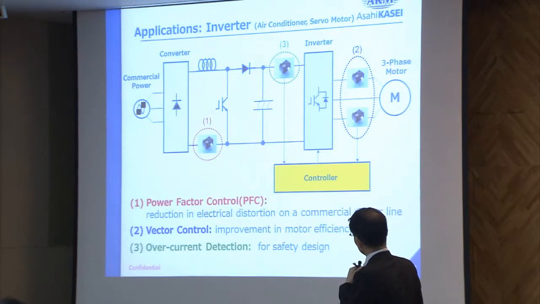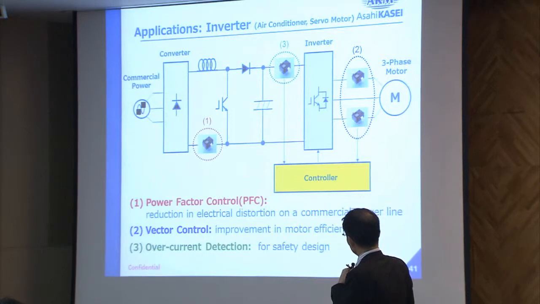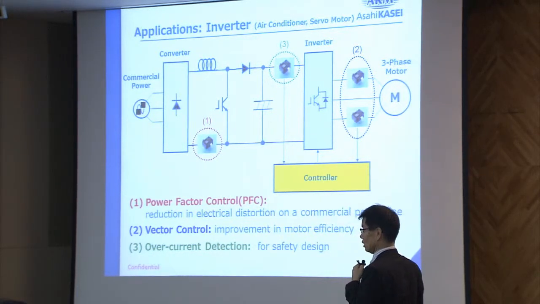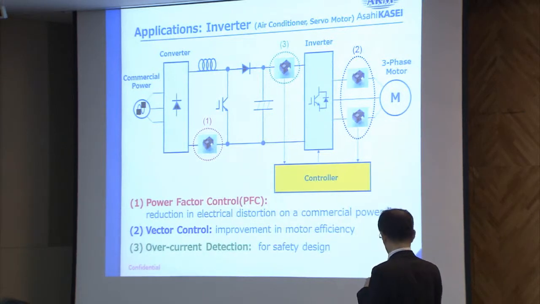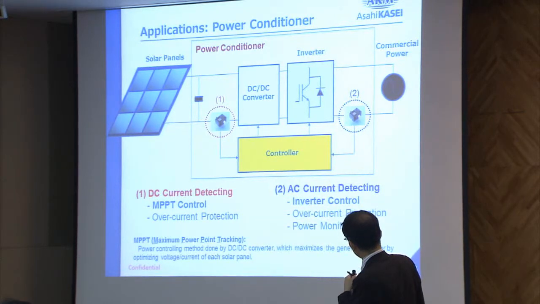So this is the application of our current sensor. This is the inverter case, with power factor control here, vector control here, and overcurrent detection here. Our current sensor is used. And this is the power conditioner case. The current sensor is used for DC current detecting and also AC current detecting.